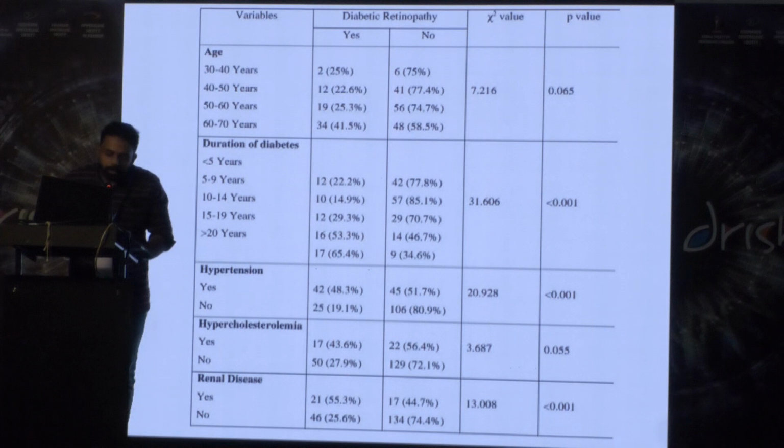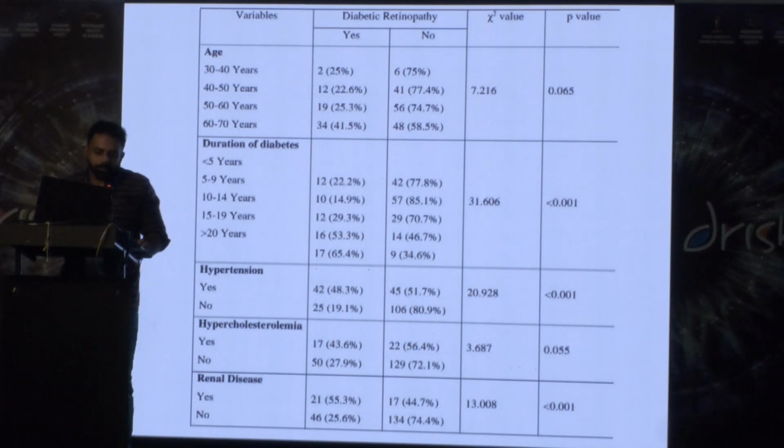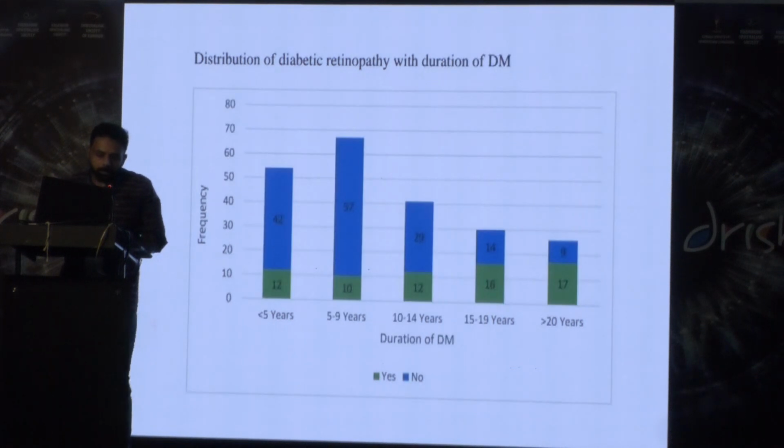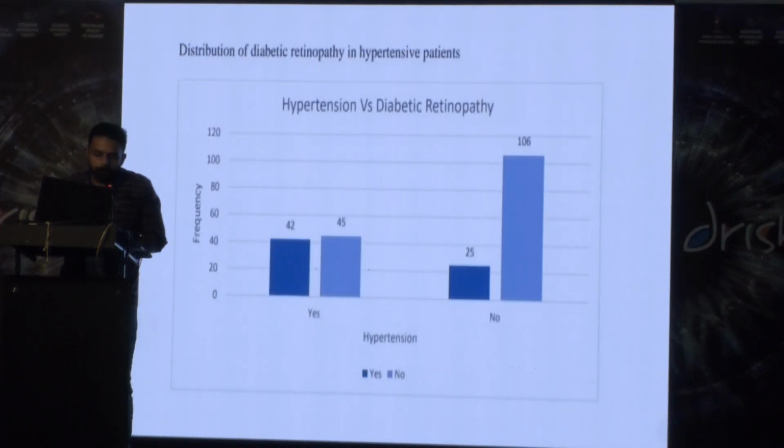Results: a statistically significant association was found between diabetic retinopathy and duration of diabetes, hypertension and renal disease, while no statistically significant association was found with hypercholesterolemia. And this is the distribution of diabetic retinopathy among different age groups. This is the distribution of diabetic retinopathy with duration of diabetes mellitus, which shows that the maximum frequency is seen in patients of more than 20 years.